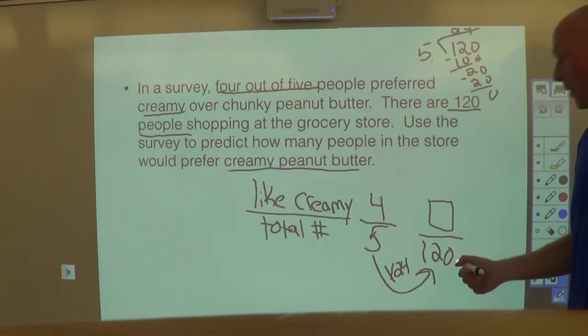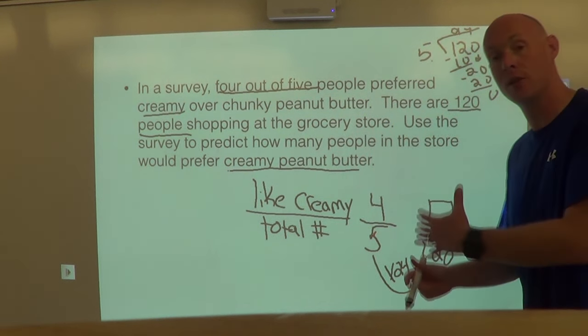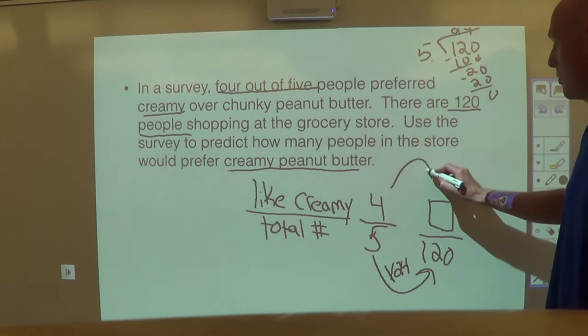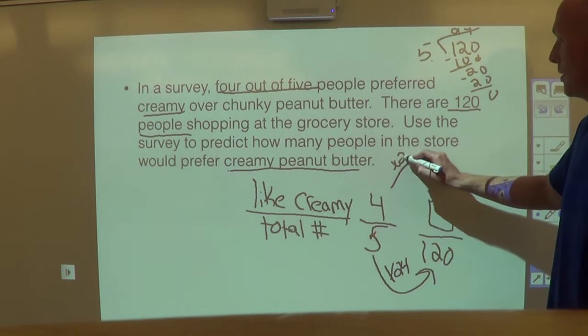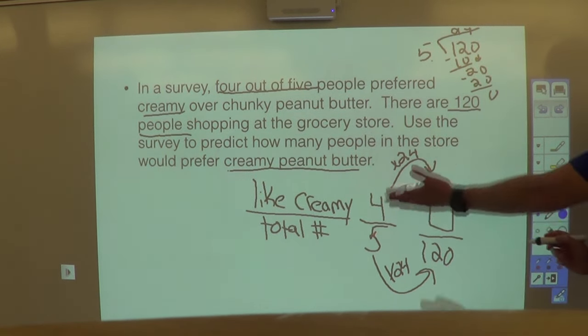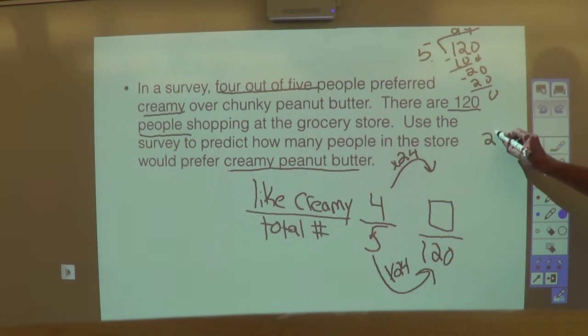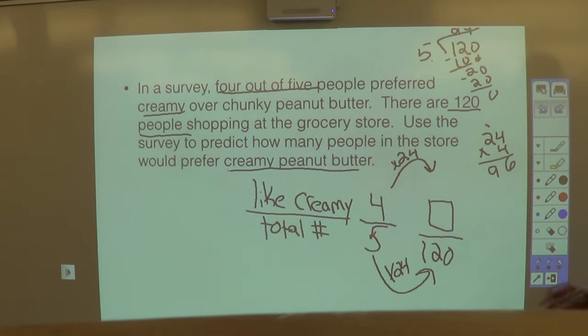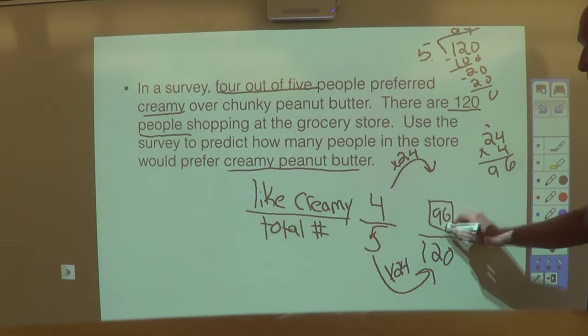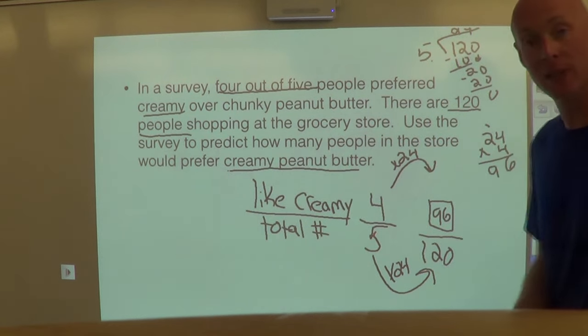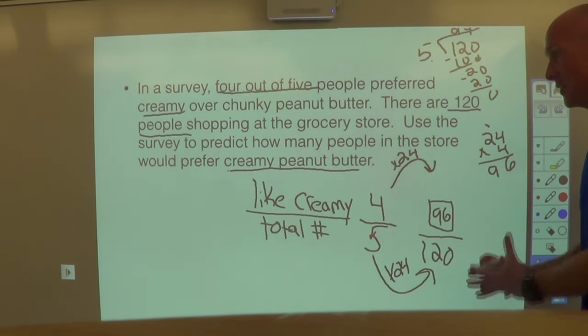5 times 24 is 120, and what we do to the bottom, we have to do to the top, so we're going to times 24. So 4 times 24, I'll just do it to the side. 24 times 4, that would be 6, carry the 1, 8, 9, there would be 96. So perfect. We figure out our mystery number is in fact 96.